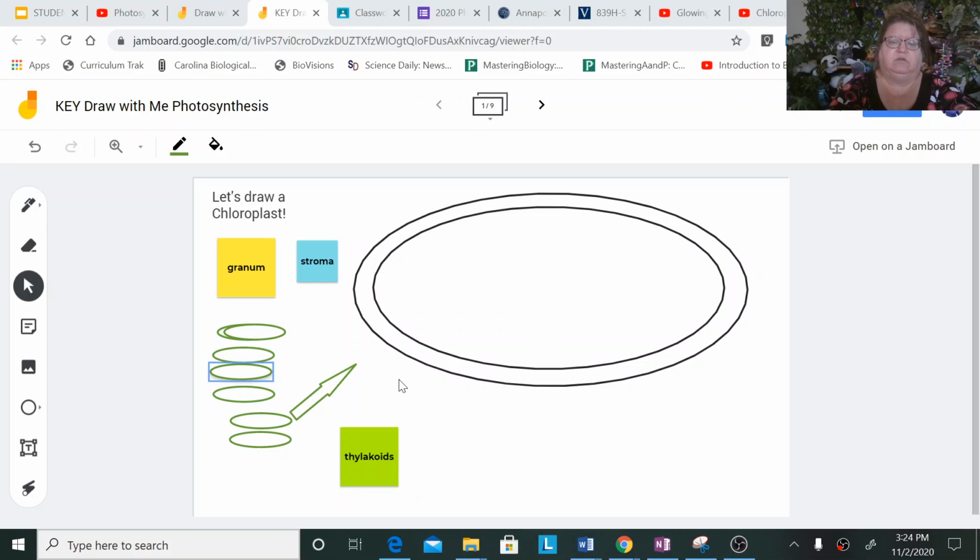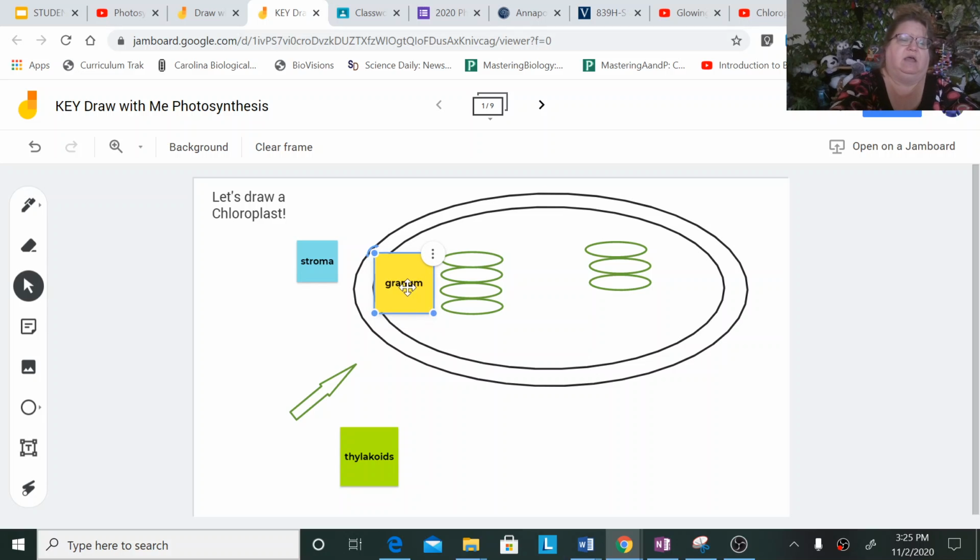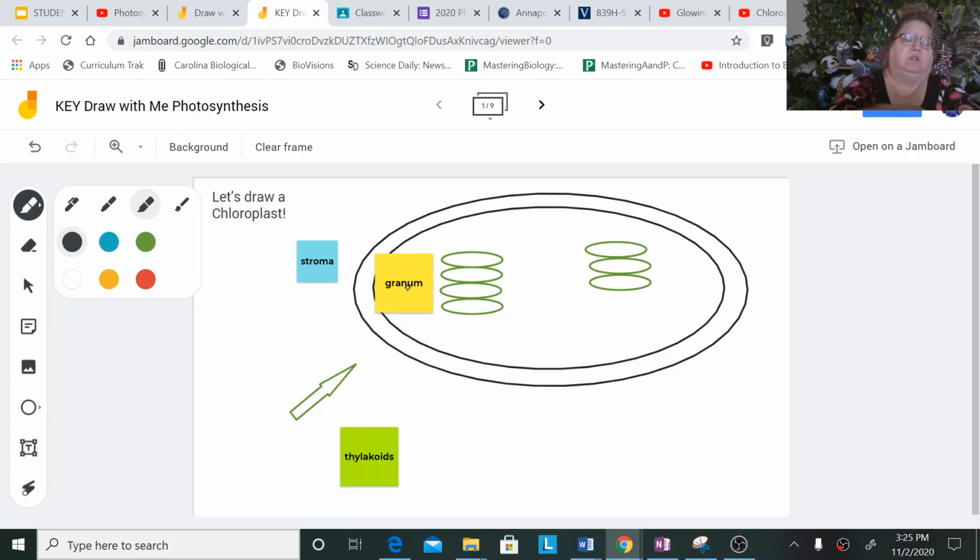So on slide 1, you'll notice we have an outer and inner membrane. And then we want to draw our granum. So we're going to drag the circles that represent our individual thylakoids, and we're going to stack them together to create a grana or granum. And so we can do a couple of these just to indicate that there can be several of them.